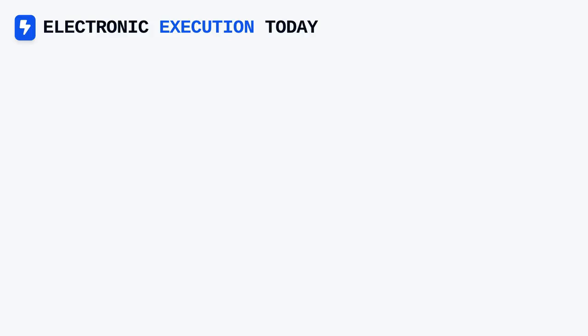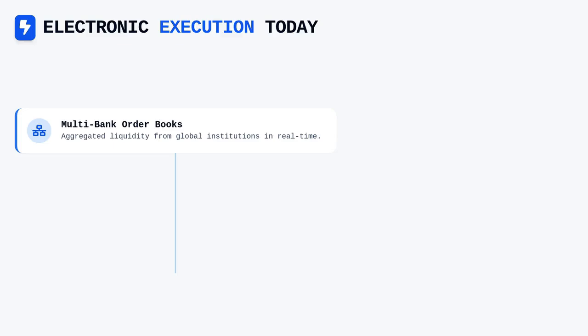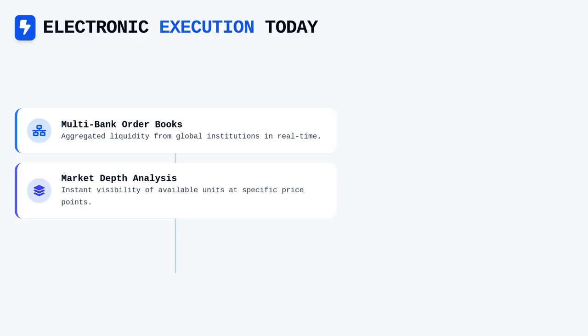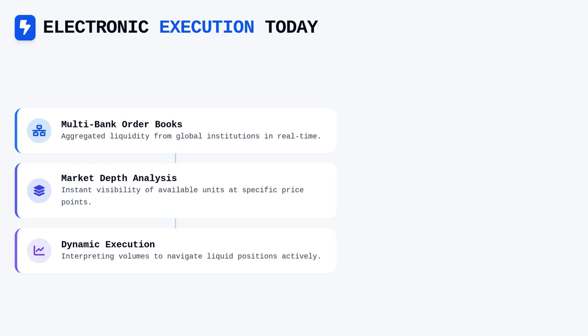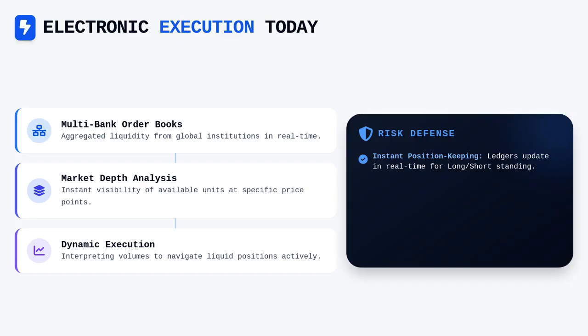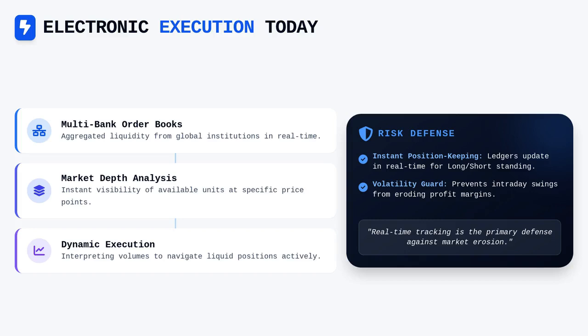Electronic execution today means that professional traders are rarely staring at static prices. They are navigating multi-bank electronic order books that aggregate liquidity from global institutions. These platforms provide a real-time view of market depth, showing you exactly how many units are available at various price points. Dealing with these platforms requires an understanding of how to interpret these volumes and how to manage your own position in real time. As you execute, your position-keeping ledger must be updated instantly to reflect your current long or short standing in any given currency. This tracking is not just for accounting. It is your primary defense against intraday market volatility that could erode your profit margin in seconds.